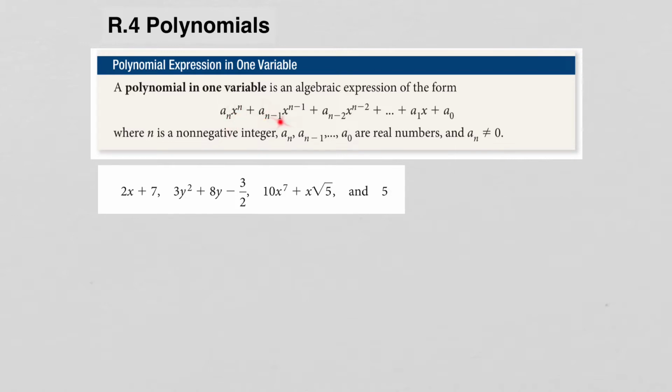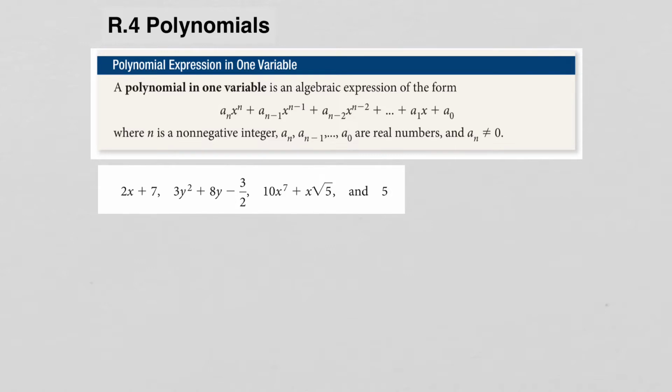plus a_(n-1) multiplied by x to the n minus 1 plus etc. And the thing to note here is that whatever the number n is, each successive term of the polynomial has a power of x that is one less than the one that preceded it. The a_n and a_(n-1), etc., those are simply the coefficients of the polynomial.